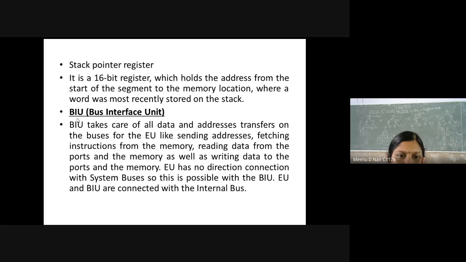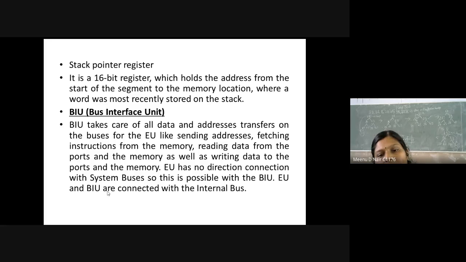And the next one is the bus interface unit. The bus interface unit takes care of all data and address transfers on the bus for the execution unit, like sending addresses, fetching instructions from memory, reading data from the ports and memory, as well as writing data to the ports and memory. So the EU has no direct connection with the system buses; this is possible with the BIU.